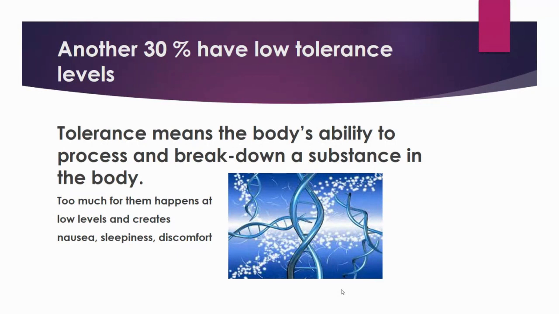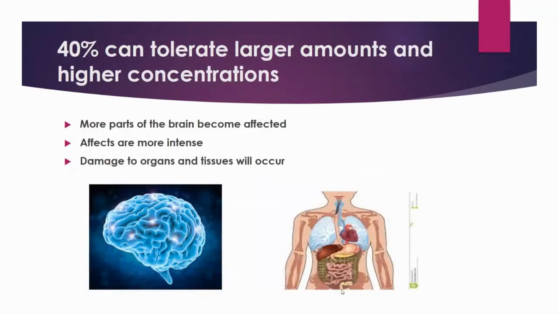Too much for them happens at low levels and creates things like nausea, sleepiness, discomfort. So this is a person who has the first couple drinks and knows that if they have a third drink, they're going to feel sleepy or nauseous, or it's not going to be good, and they can't tolerate that much. Now, if we have a higher tolerance level, we tend to think everybody drinks like we do because we drink with people who drink like we do. And so we don't realize that there are people who walk around all night long with 1 or 2 drinks and the entire time, there are people who cannot process and consume any more than that. So they have what we call low tolerance levels. So then the remaining 40% can tolerate larger amounts in higher concentrations.